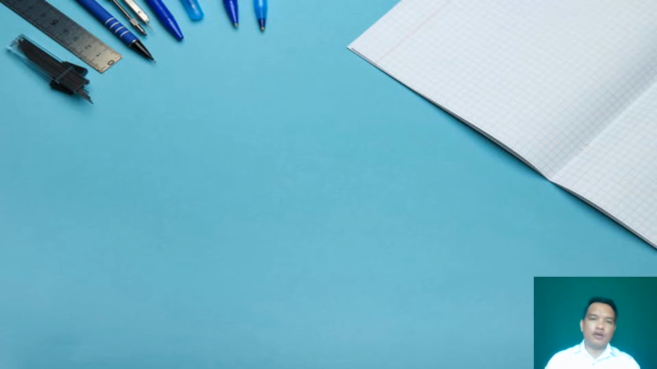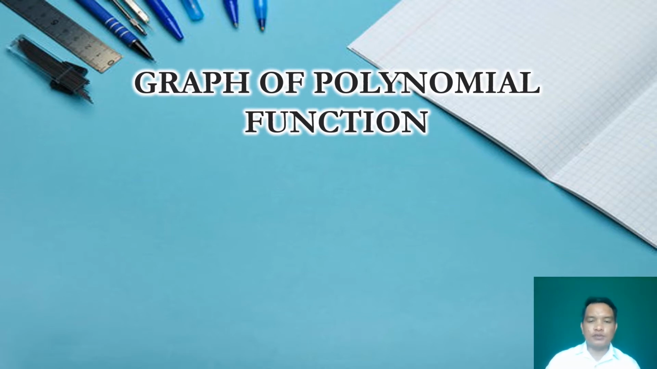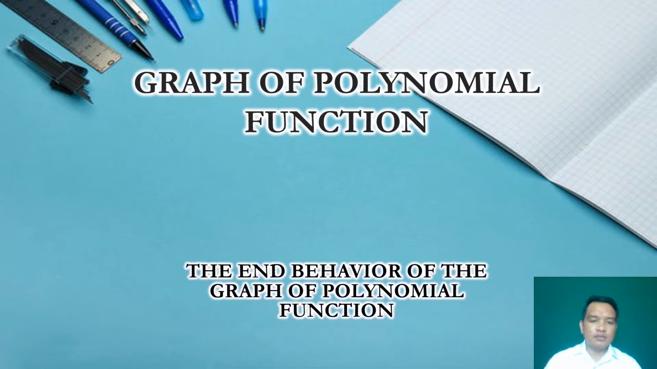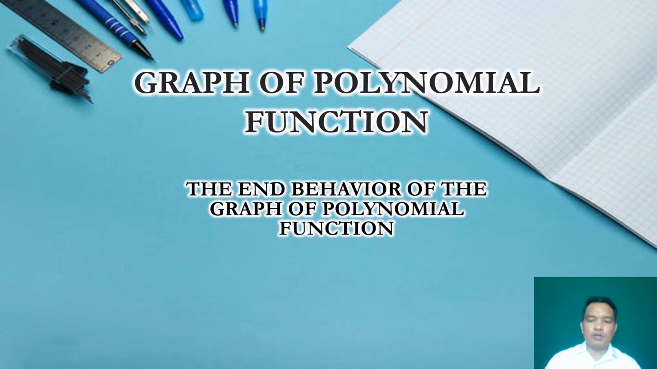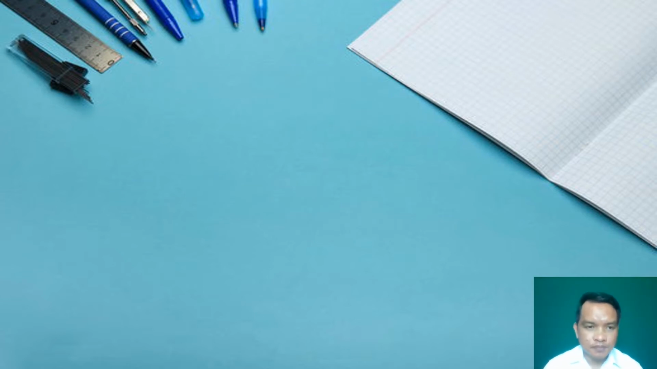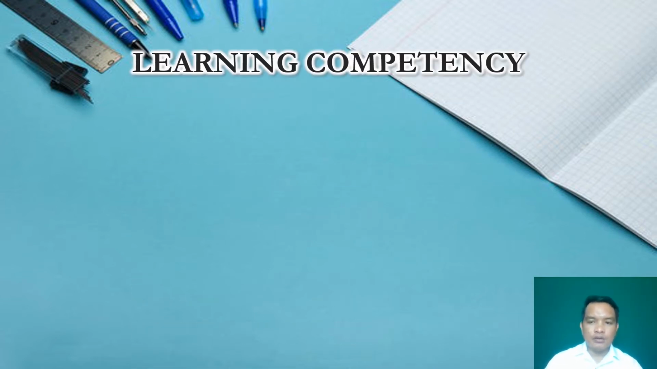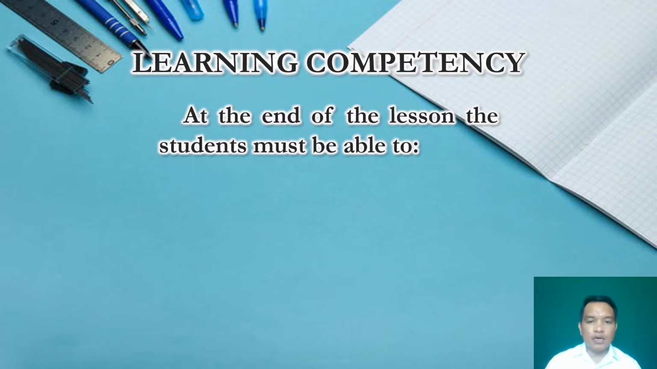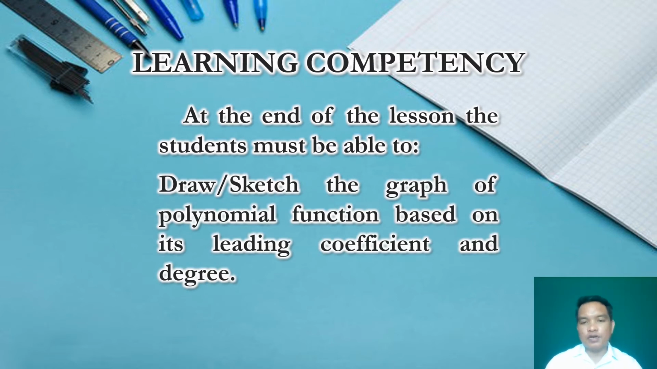Good day. I am here now to discuss the graph of a polynomial function, specifically the end behavior of the graph of a polynomial function. Or how can we graph the polynomial function based on its end behavior? Learning competency. At the end of the lesson, the student must be able to draw or sketch the graph of a polynomial function based on its leading coefficient and degree.